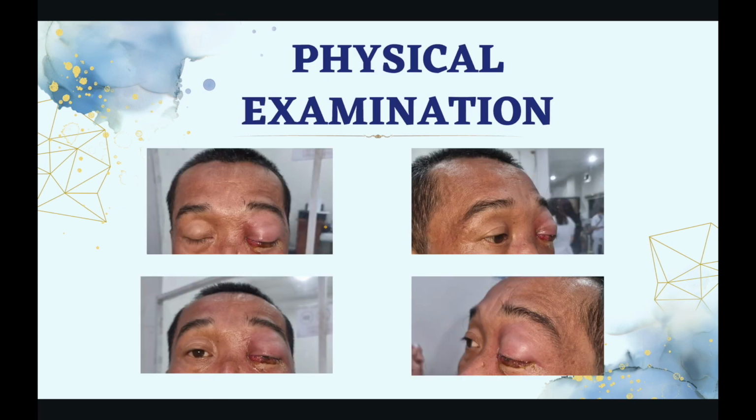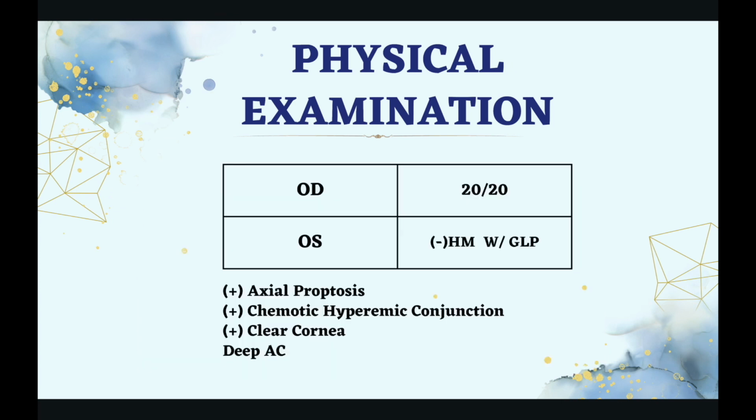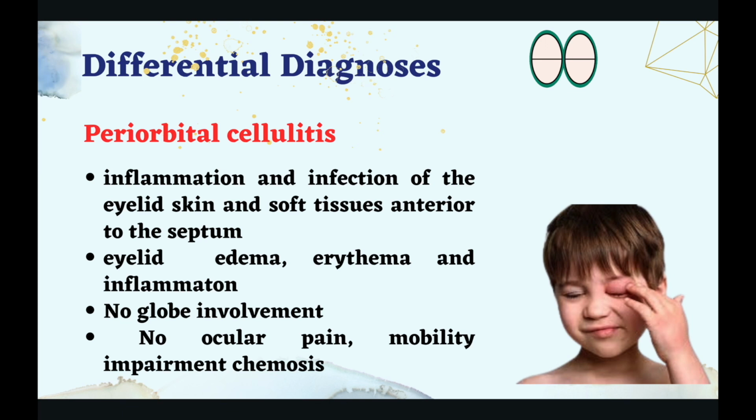Now, on physical exam, these are the photos taken during the admission. The visual acuity exam revealed 20/20 vision on the right eye, however, negative hand motion with good light projection on the left. There were also noted axial proptosis, chemotic hyperemic conjunctiva, and clear cornea with deep anterior chamber. Several differentials can be noted on this particular case.